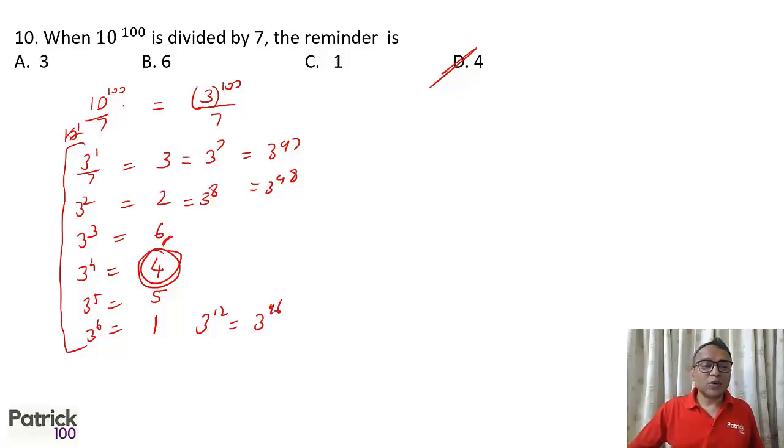So find the pattern. You can take 10 raised to 1, 10 squared, 10 cubed. I've just taken 3 because 10 will give the same remainder as 3 when you divide by 7. 10 divided by 7 remainder is 3, so 3 raised to 100, and then try to find a pattern using 3, the remainders. You will see it repeats after 6 cycles. So 3 raised to 6, 3 raised to 12, 3 raised to 96 will give you remainder 1. So 3 raised to 100 will be the same as the remainder of 3 raised to 4, which is 4.